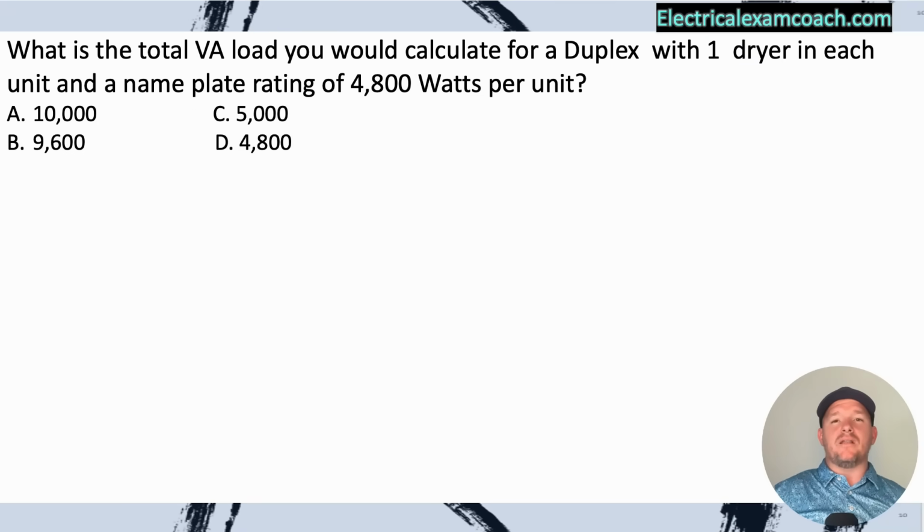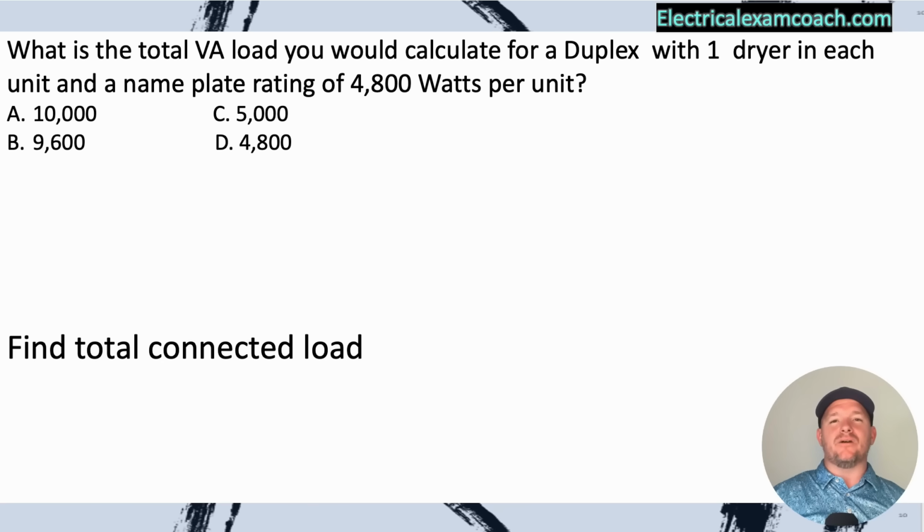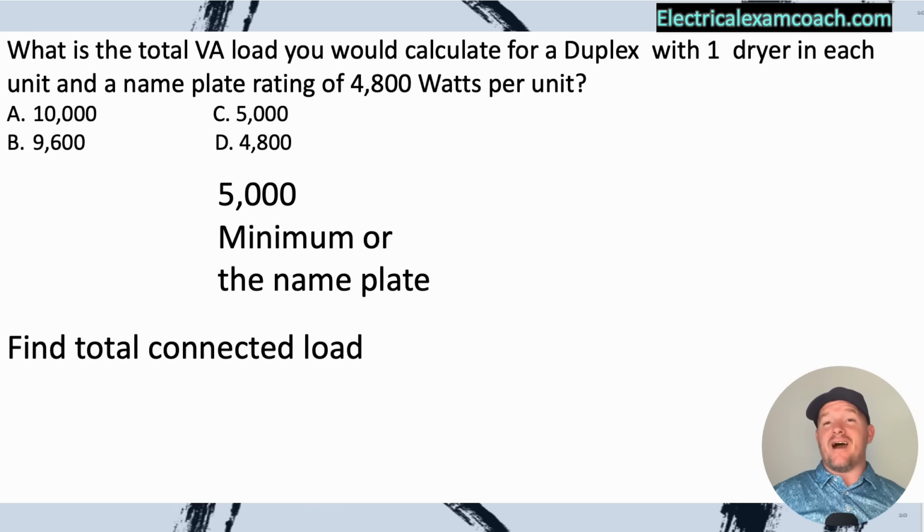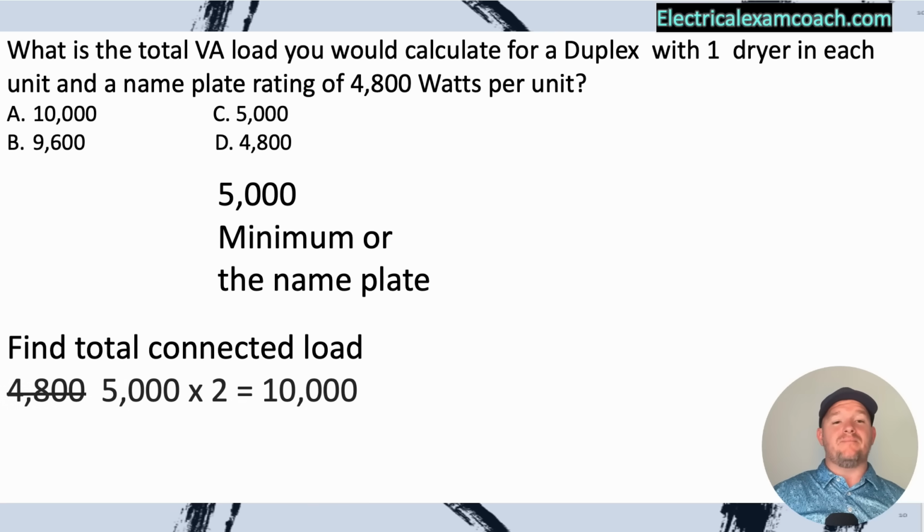What is the total VA load you would calculate for a duplex with one dryer in each unit and a nameplate rating of 4,500 watts per unit? Step 1, find the total connected load. We take our 5,000 minimum, or the nameplate, and we're going to multiply it by the number of dryers. Remember, we want to get the total connected load.